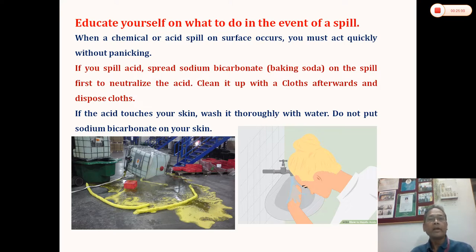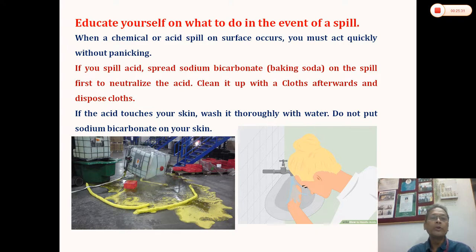Here in the first figure, the container of acid falls and breaks and acid spills on the surface. So in that case, what to do? When a chemical or acid spills on a surface, you must act quickly without panicking. If you spill acid, spread sodium bicarbonate, that is baking soda, on the spill area. Clean it up with a cloth. Afterward, dispose of the cloths. If the acid touches your skin, wash it thoroughly with water.